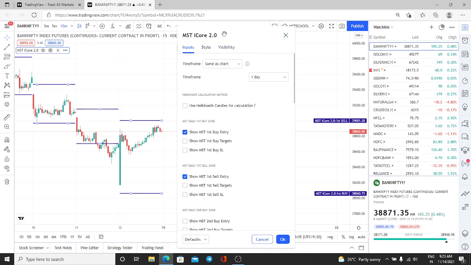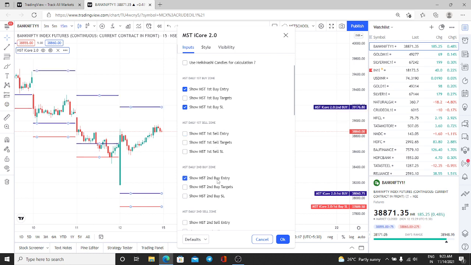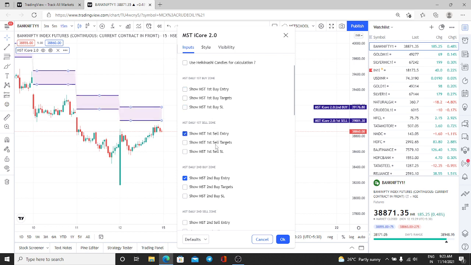And this is MST ICO 2.0. See here, we have given separate SLs, first buy SL we have given. If the first buy SL is hit, we have to go for the second sell. Suppose the first sell SL is hit, then we have to go for the second buy.